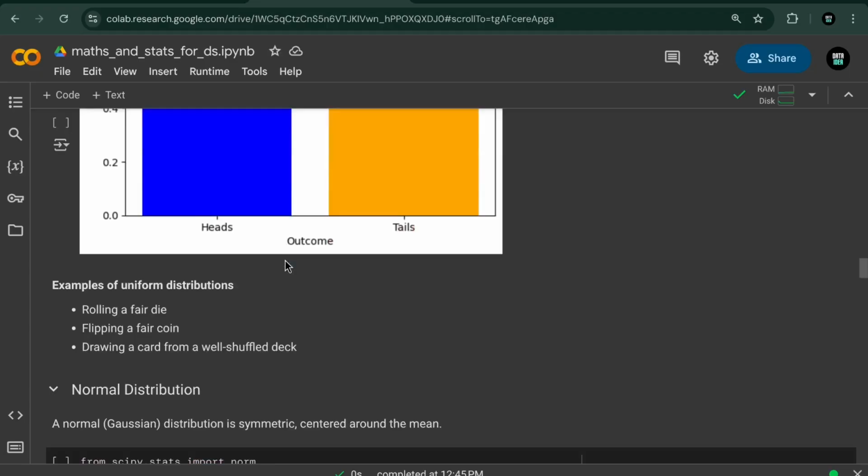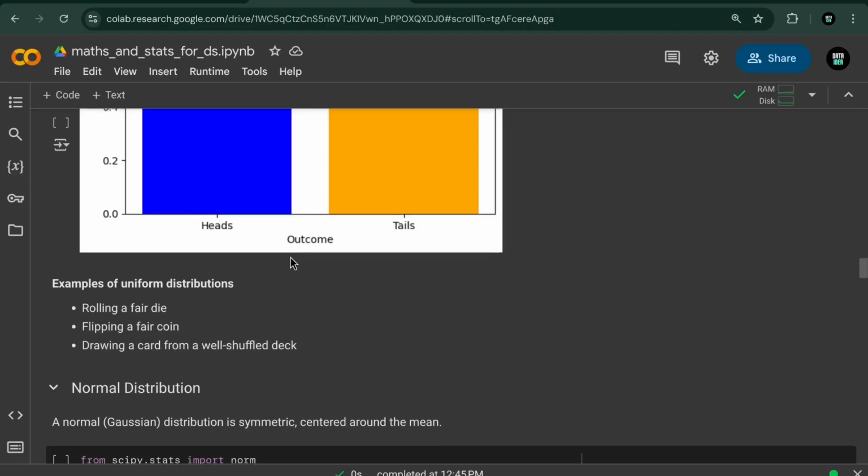Another example where a uniform distribution will occur is when we collect data of rolling a fair die, and then drawing a card from a well shuffled deck. Each card has an equal chance of turning up. So that's the uniform distribution.